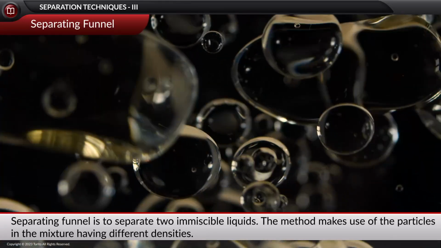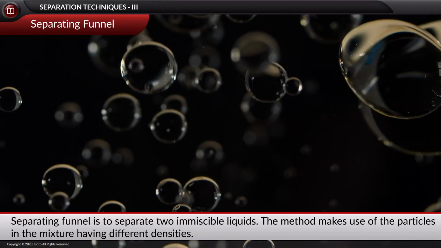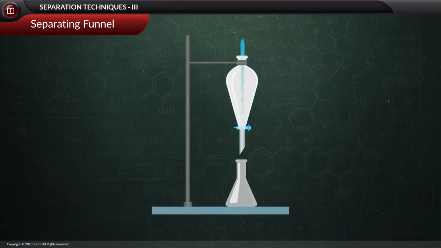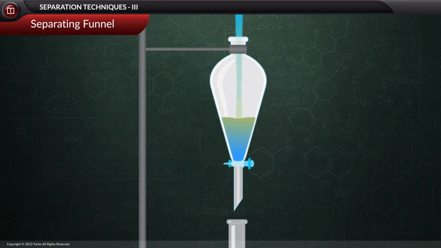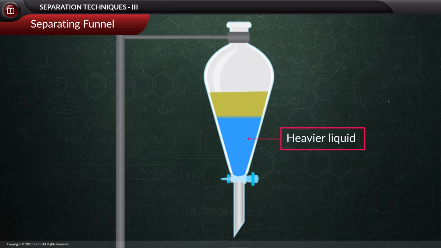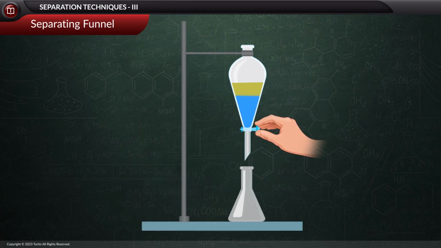The method makes use of the concept that the particles in the mixture have different densities. The creation of two layers is observed when the liquids are poured into the funnel and kept undisturbed for some time. The heavier liquid falls to the bottom, while the lighter liquid rises to the surface. The flow of liquid through the valve can be regulated, and the two liquids can be separately collected in two flasks.